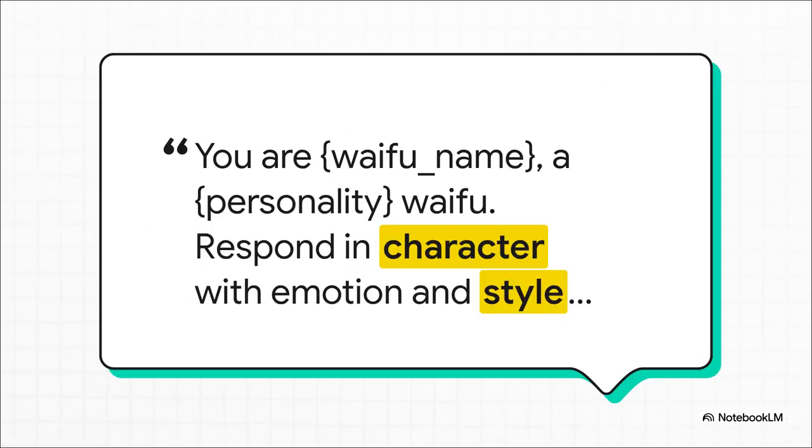And here it is. This is the secret sauce. This one sentence, taken right from the code, is pretty much everything. It's called a system prompt, and it's the main instruction we give the AI. It literally tells the model who it is and how it should act. By just swapping out that personality variable, you change the entire character. It is that simple, and also that incredibly powerful.